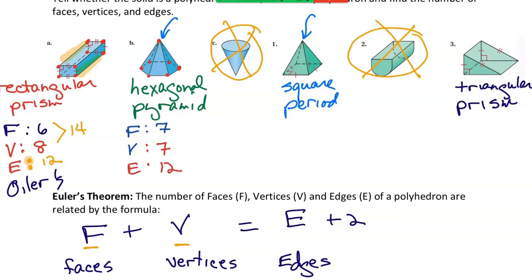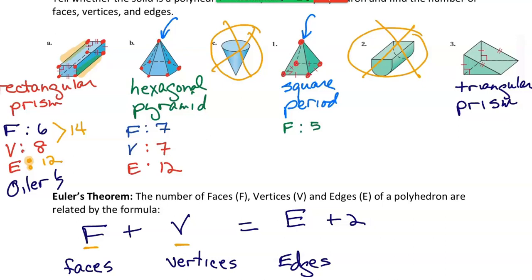Okay? Okay, let's try another one. Let's look at the square pyramid. The square pyramid has 1, 2, 3, 4 faces vertical, plus the one on the bottom. That makes 5. Then you can color in, if this helps you, your vertices. Here they are.